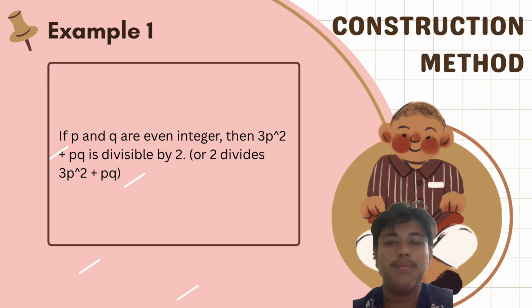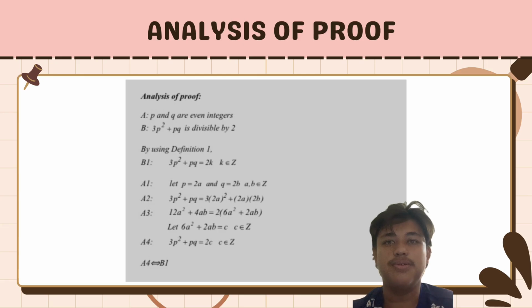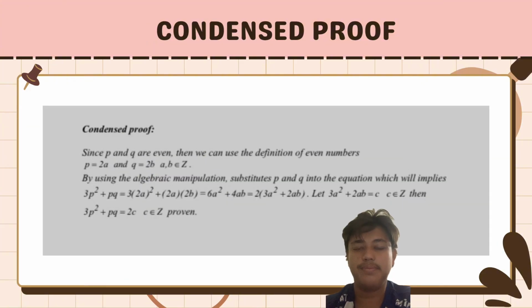So here is the analysis of proof. And this is the condensed proof.